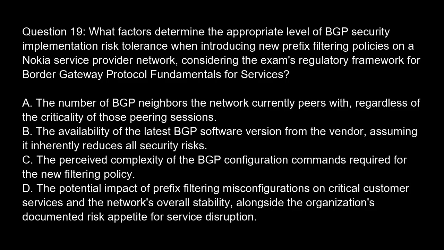Option A. The number of BGP neighbors the network currently peers with, regardless of the criticality of those peering sessions. Option B. The availability of the latest BGP software version from the vendor, assuming it inherently reduces all security risks. Option C. The perceived complexity of the BGP configuration commands required for the new filtering policy. Option D. The potential impact of prefix filtering misconfigurations on critical customer services and the network's overall stability, alongside the organization's documented risk appetite for service disruption.